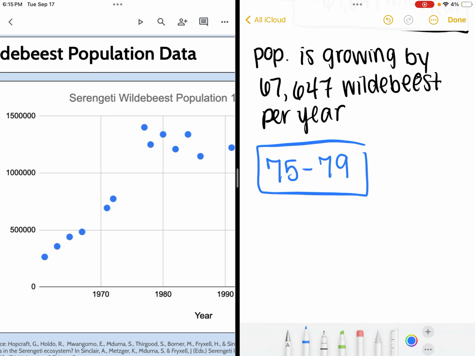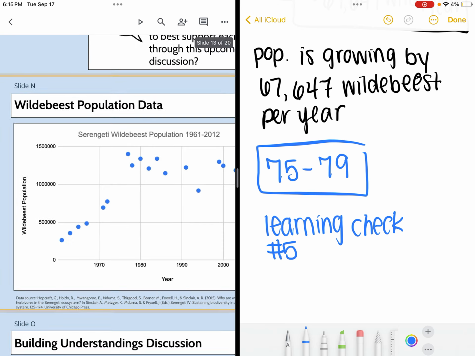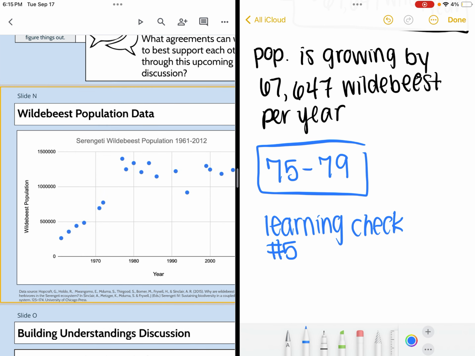If you get done early, I will also be opening the learning check. So you will have less homework this weekend. Learning check number 5. If you have any questions, please come see me. I also have an answer key, so come check your answers.